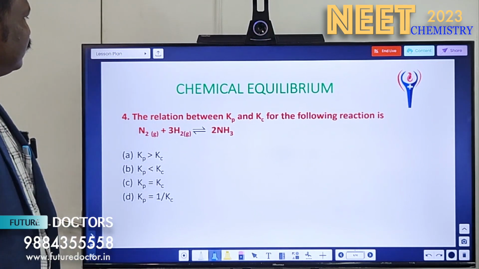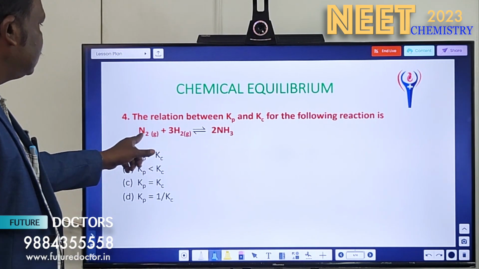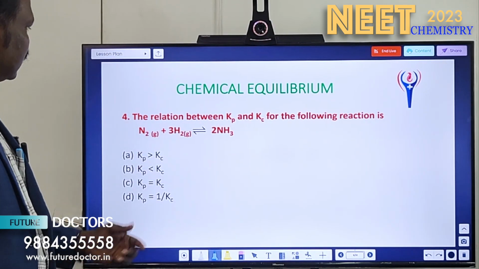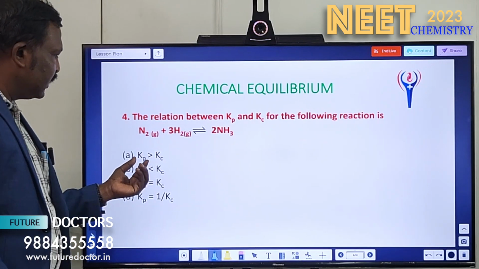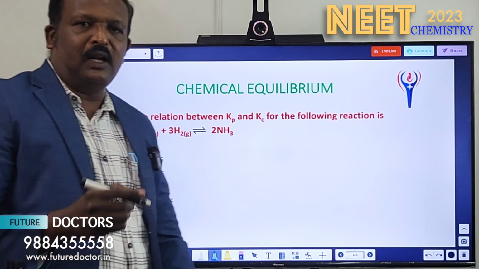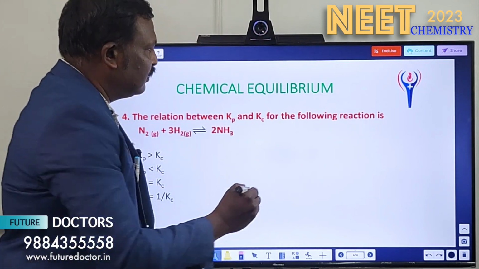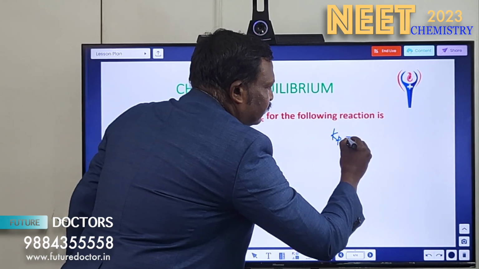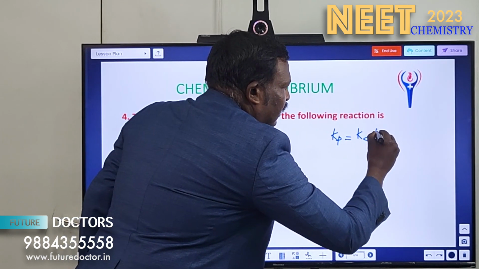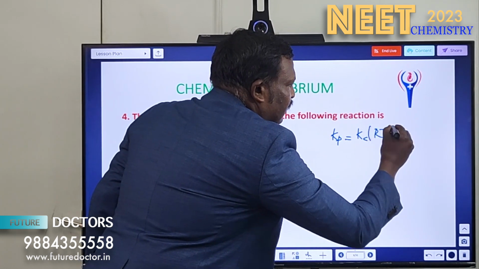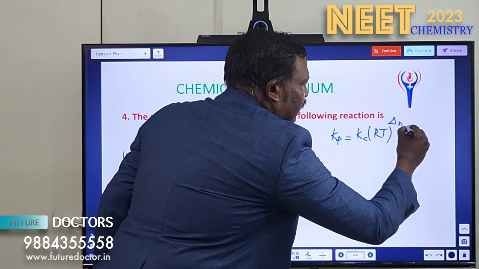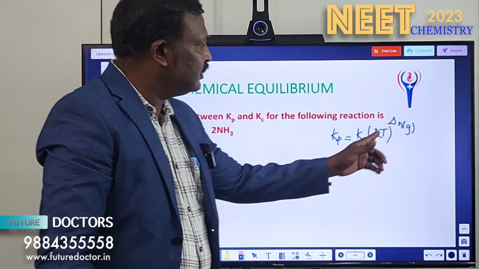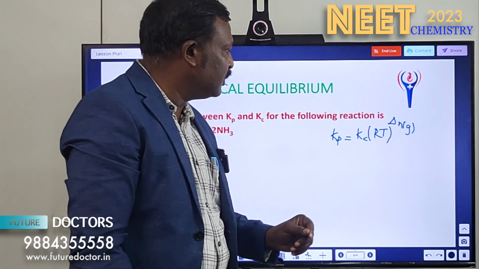Okay. Now see the next one. The relationship between Kp and Kc for the following reaction, N2 plus 3H2 gives 2NH3. We are going to relate Kp and Kc, so we have one formula for that. Relation between Kp and Kc is what? You know the familiar formula. Kp is equal to Kc into RT power delta Ng. Are you following? It's the formula. Okay. What is delta Ng? Change in number of moles of product minus change in number of moles of reactant.